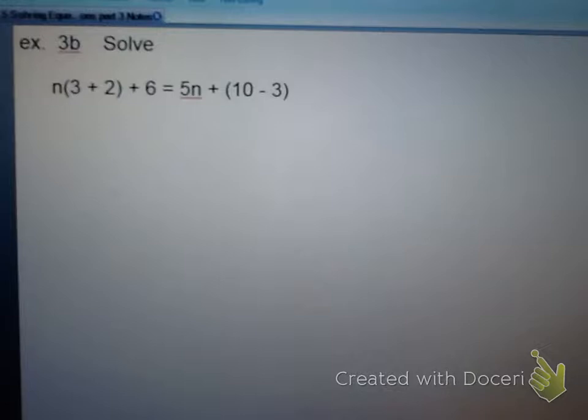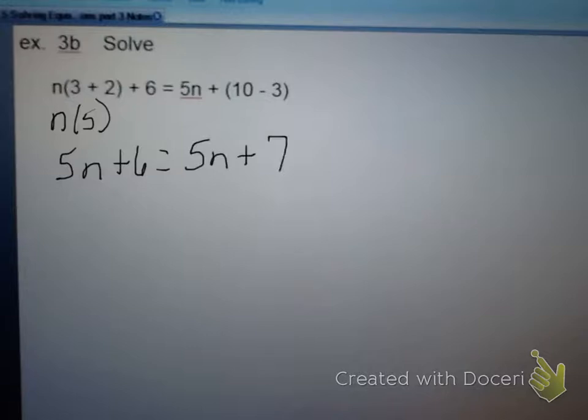Example 3b, I'm going to simplify using, again, order of operations. 3 plus 2 is 5. So that's n parentheses 5. But the way we would write that is 5n. Bring down the plus 6 is equal to 5n plus 10 minus 3 is 7.